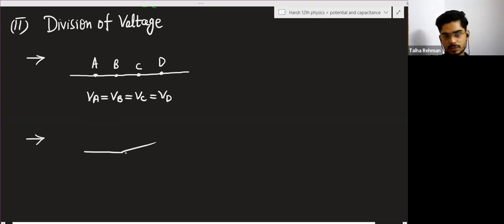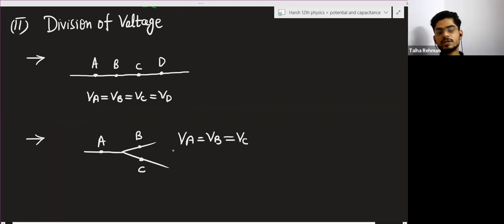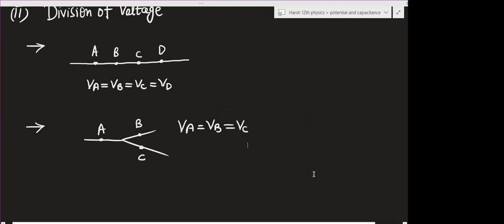Now, this is point A, this is point B, this is point C. Now move like this. If there is no capacitor or resistor, then the potential at A is equal to potential at B is equal to potential at C. If there is no capacitor or resistor in the path of the wire, then the potential will always remain same. Okay.